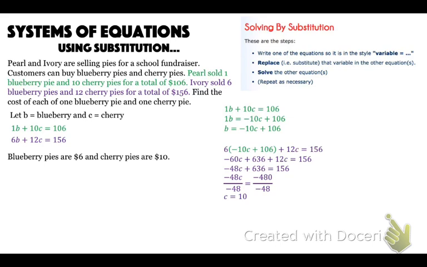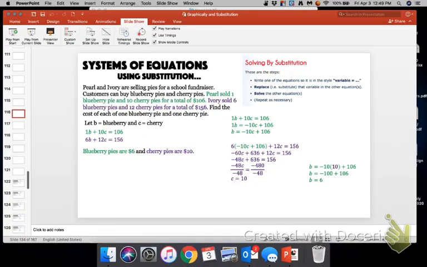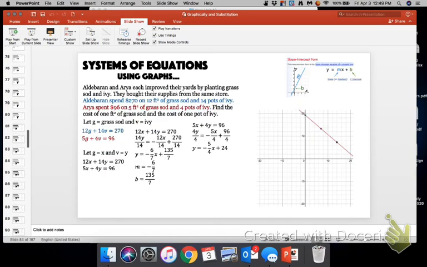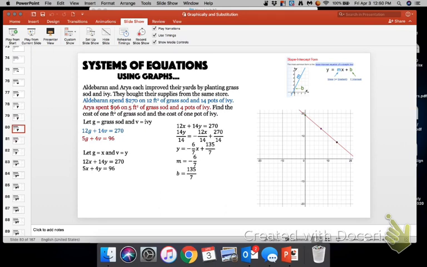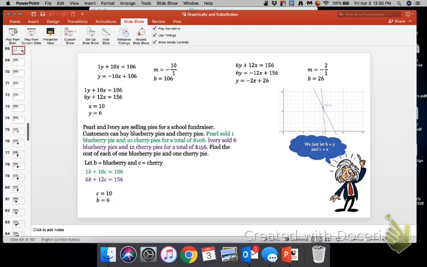And then we can plug that back in, and it doesn't matter which equation we plug it into. I plugged it into this equation right here since it was solved for b. And you get negative 10 times 10 plus 106, which is negative 100 plus 106, which is 6. And if we went back to when we did the graph, we did get 6 and 10.